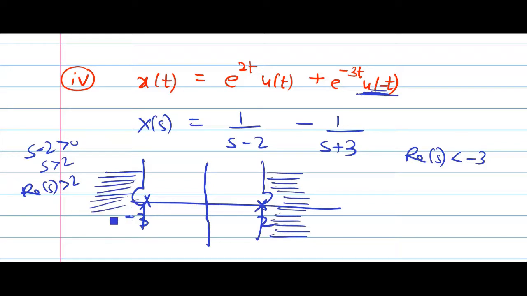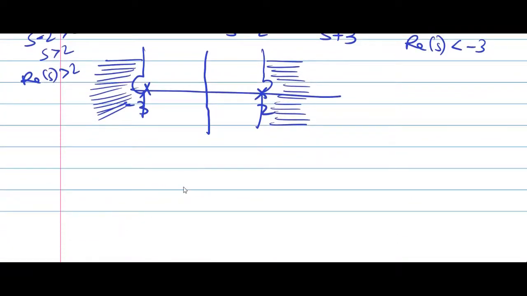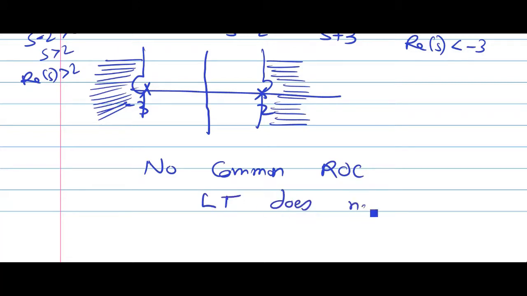So you can see that we don't have a common ROC. Whenever we don't have a common ROC, in such a case the Laplace transform does not exist. So the correct answer for this question is that the Laplace transform does not exist because we don't have a common region of convergence, ROC.